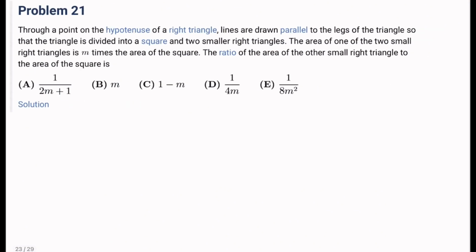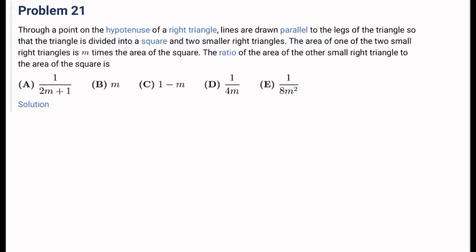Number 21. Three points on the hypotenuse of a right triangle. Lines are drawn parallel to the sides of the triangle so that the triangle is divided into a square and two smaller right triangles. The area of one of the two small right triangles is m times the area of the square. The ratio of the area of the other small right triangle to the area of the square is, and that's what we want.